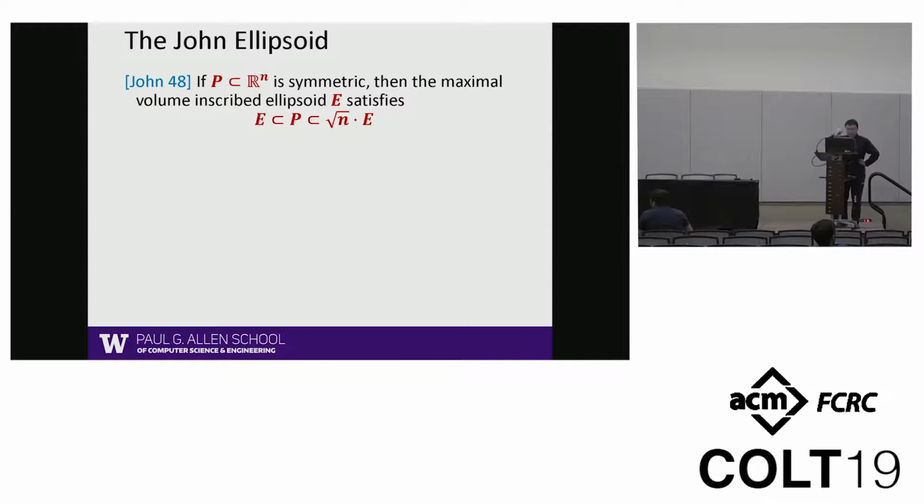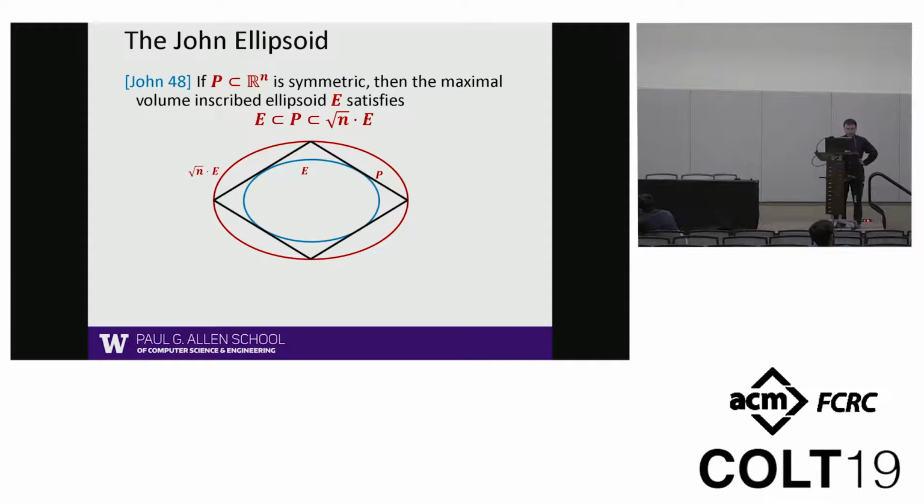Now let's go to the John ellipsoid. The famous theorem by John says that the maximal volume inscribed ellipsoid E has a good sandwich property of this form. We have an illustration for this. Let P be the polytope, and E, the blue ellipsoid, be the maximal volume inscribed ellipsoid. John states that if we scale this ellipsoid by a factor of root n, then the enlarged ellipsoid will contain the polytope. By the way, if the polytope is not symmetric, then the factor will be n, not root n.